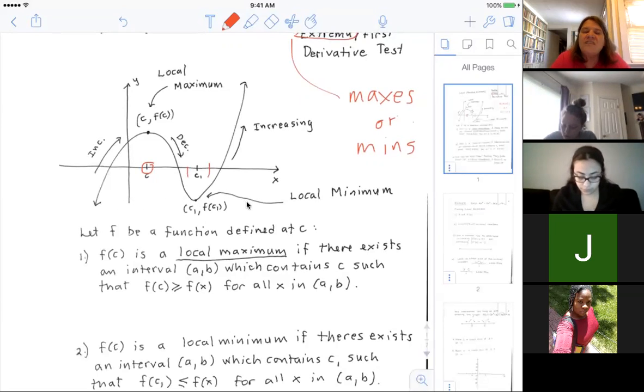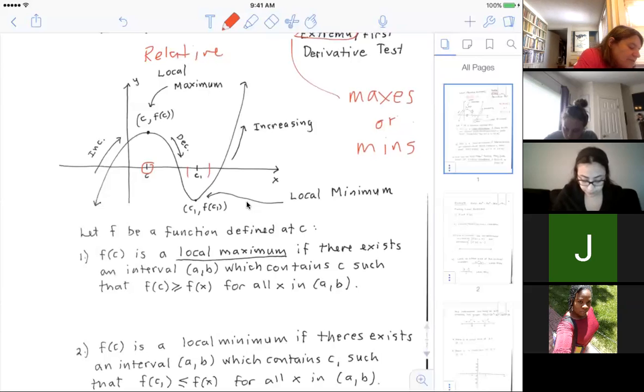Your book calls these relative maximums and relative minimums. That's just another word for it. I like to use local because I like the analogy of the biggest dog in the neighborhood. So there's the biggest dog in the neighborhood right there, the local max. Your book calls it a relative max. They also call this a relative min. Okay, so that's what it is.